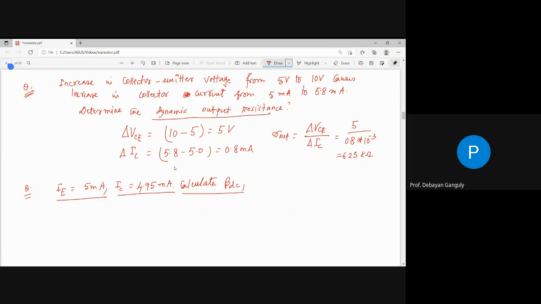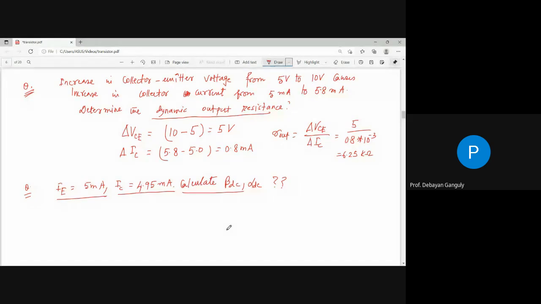And as well as that, you have to find the alpha DC. So tell me, anybody? How can we find the beta DC and as well as the alpha DC? What do you think? That means in that particular case, what do you have to find?